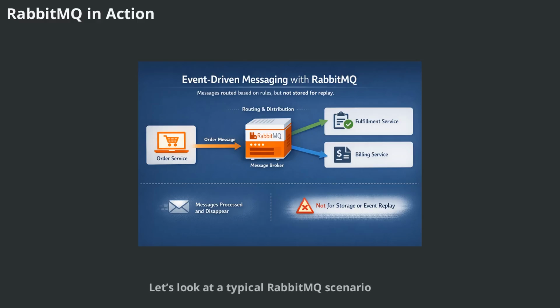Let's look at a typical RabbitMQ scenario. Imagine an order service sends a message to RabbitMQ. The broker decides who should receive it and how, based on your routing rules. This is powerful for building event-driven systems where you need control over message flow. However, RabbitMQ still operates on the principle that messages are processed and then disappear. It's great for event-driven workflows, but not for storing or replaying events.